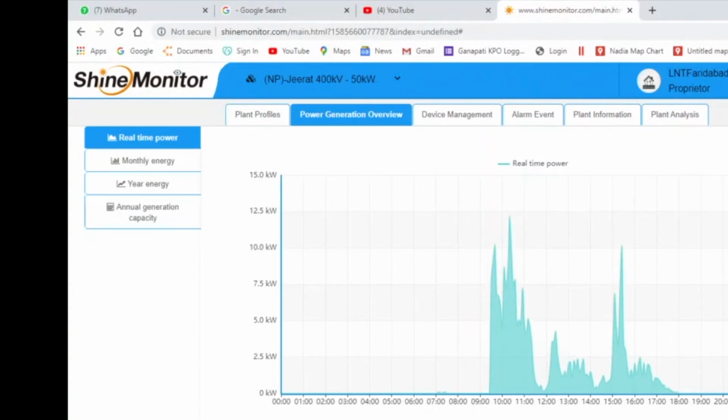Yesterday the generation, due to cloudy, it was thunderstorm on the previous night, so generation has started from 9 a.m. reached maximum at near about 11. At 11, and due to cloudiness it has varied.